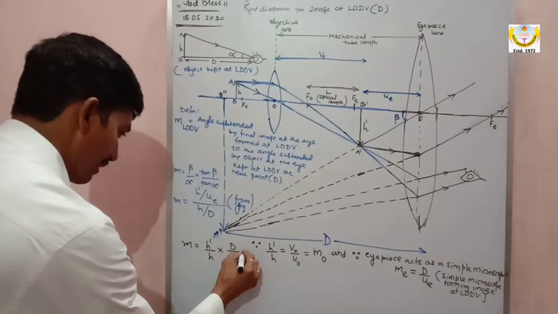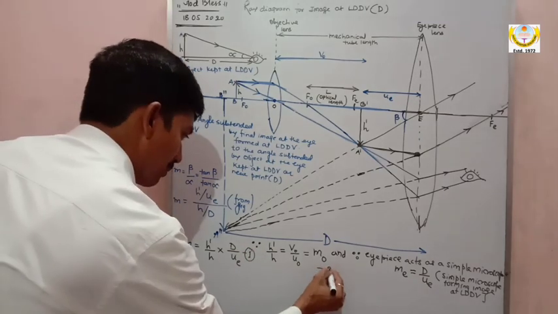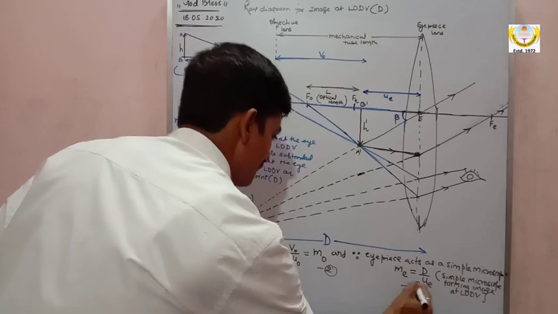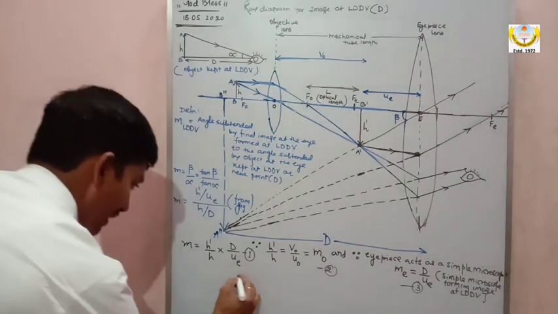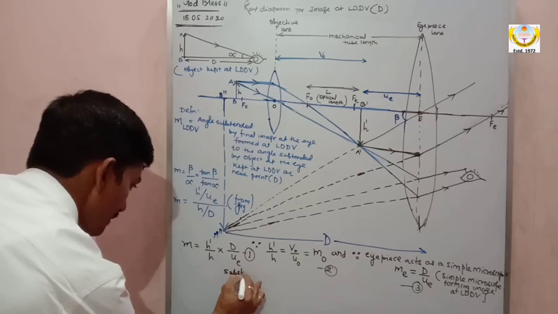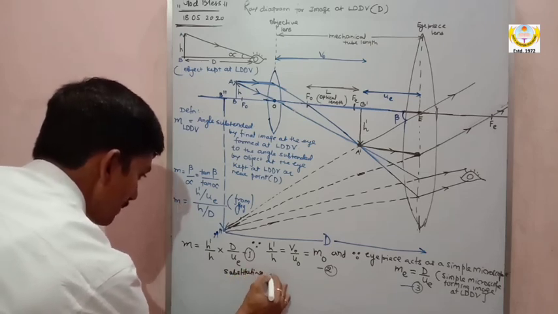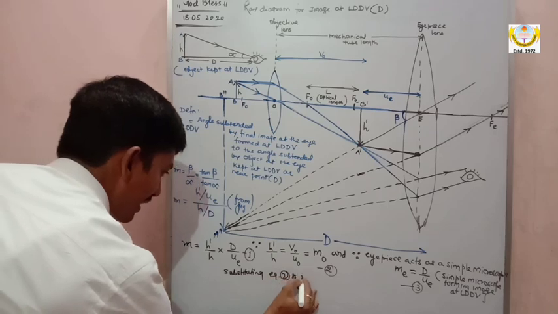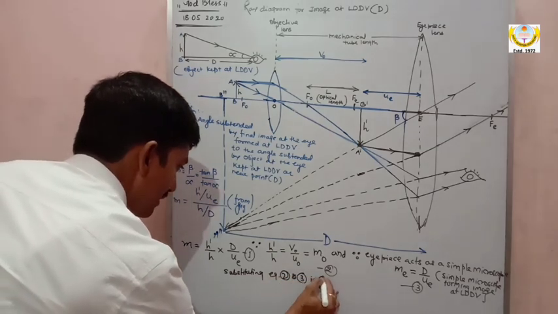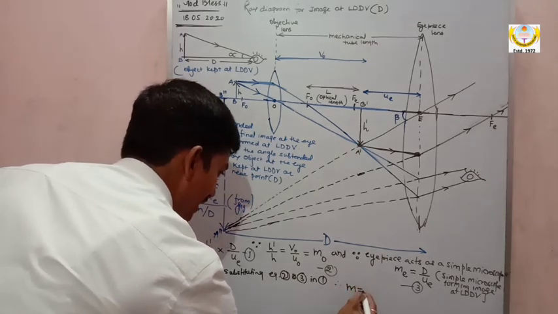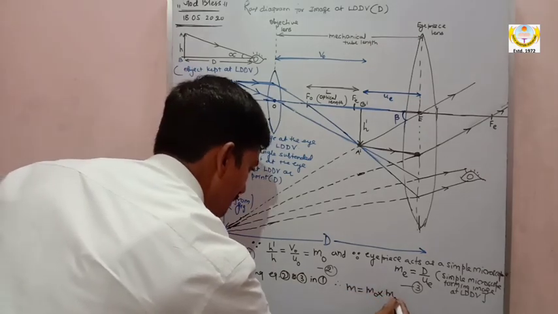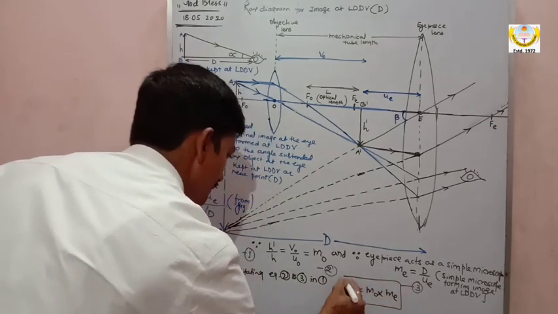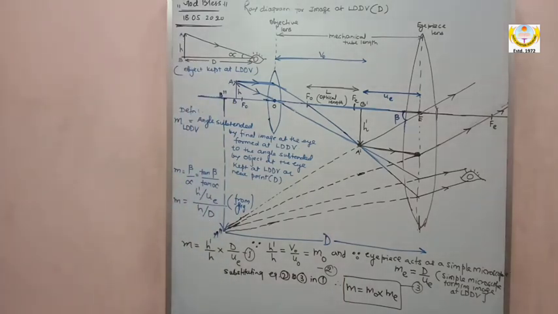So my dear, if I put this as equation 1, this as 2, and this as 3, what will I get? Substituting equations 2 and 3 in 1, we will get the magnification M of the compound microscope as MO into ME. It is MO multiplied by ME, my dear.